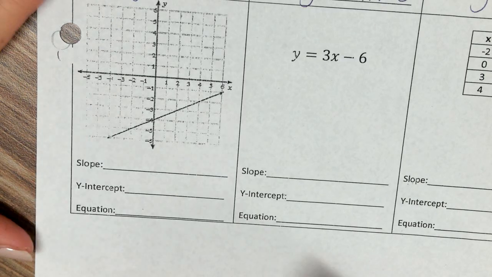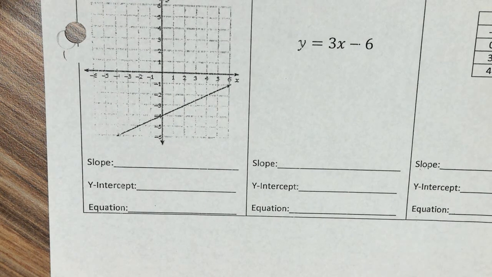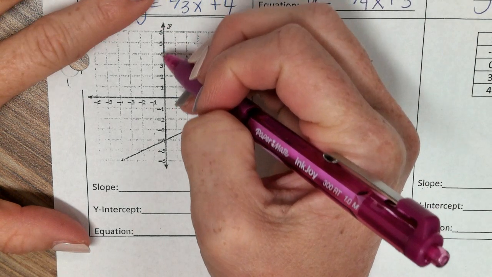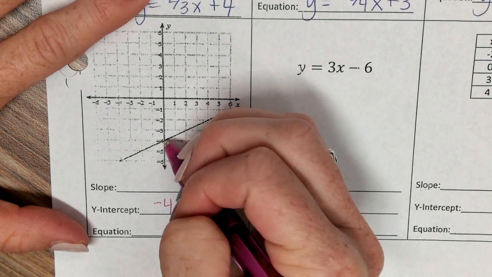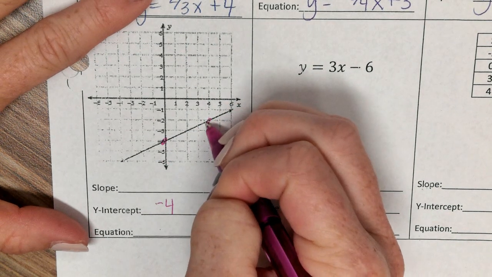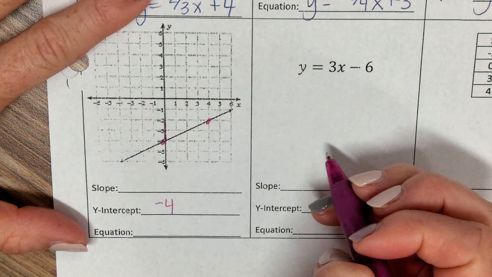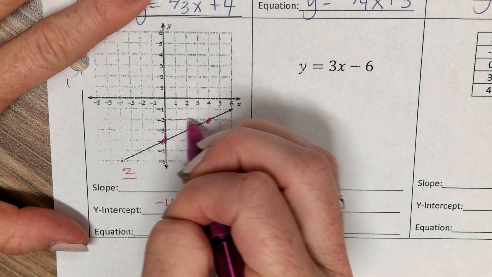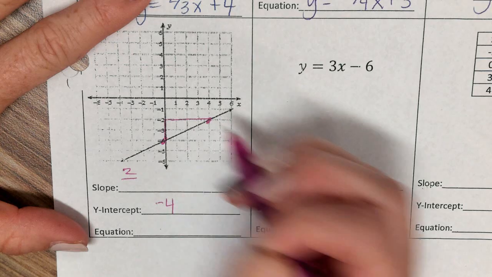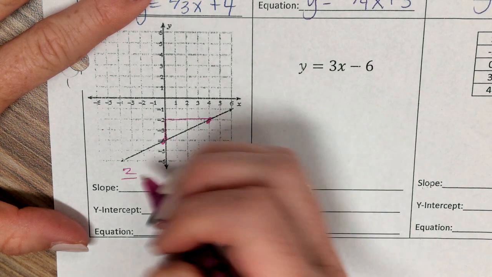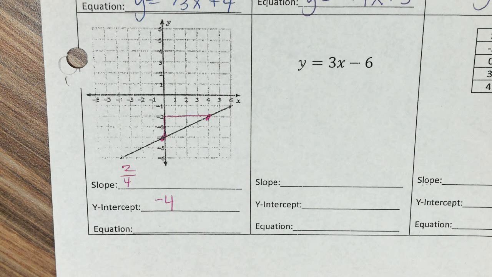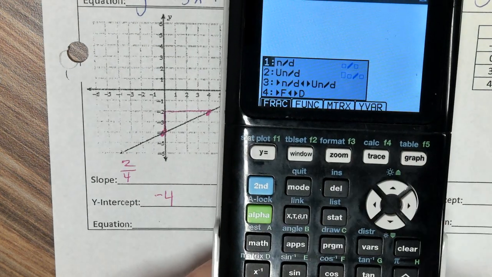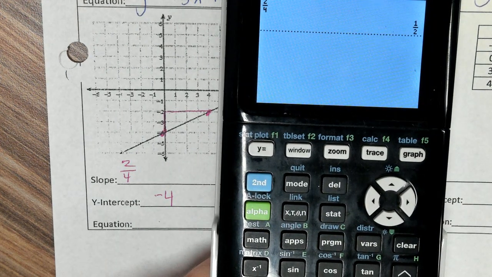Okay, let's see how you did. If you did rise over run and y-intercept, where was the line touching the y-axis? -4. Here's a dot. Here's a dot. What is the rise? 2. What is the run? 1, 2, 3, 4? Is that simplified? Do I have to simplify the fraction? Yes. So I go to my calculator and I say, what is 2/4 simplified to? Y'all should know that. 1/2.